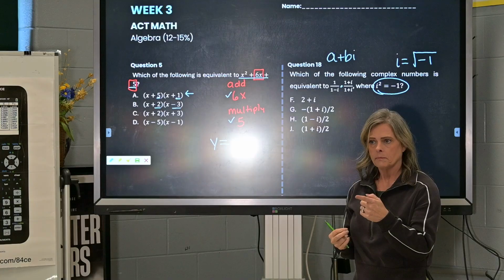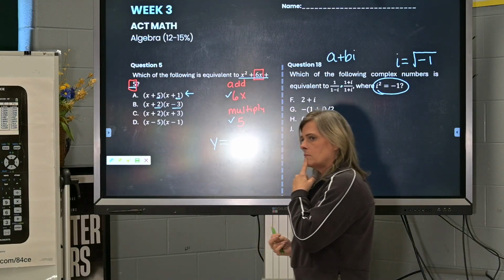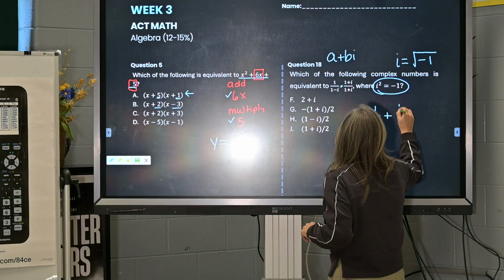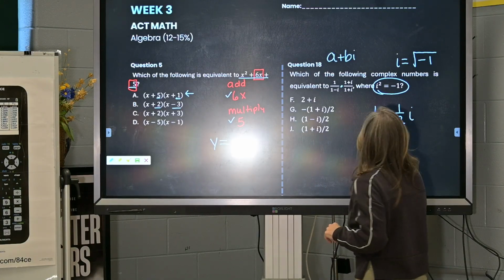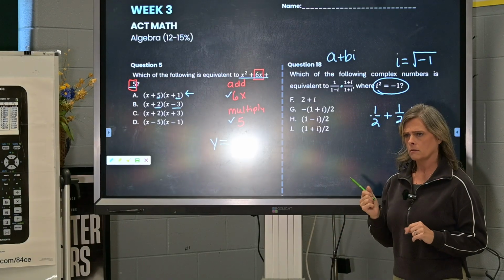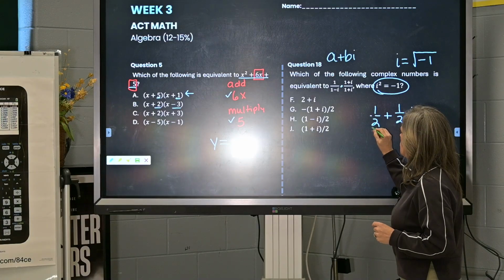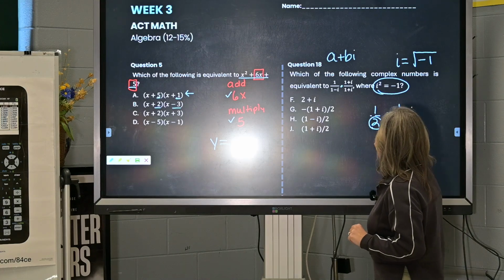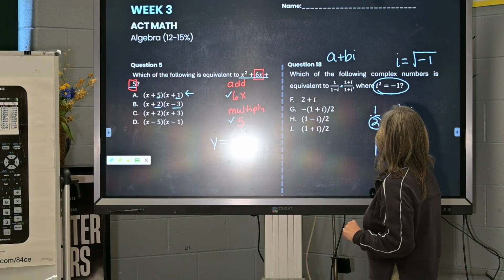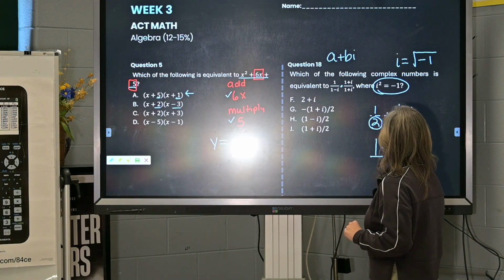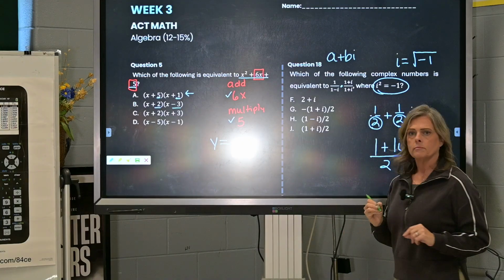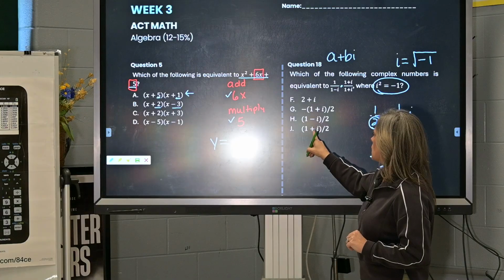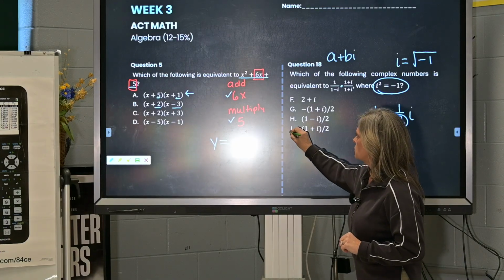What did you get this time? I got 1/2 plus 1/2 I. Okay, let's write that down. So 1/2 plus 1/2 I. That looks different than what we have, right? A little bit different. But they both have a 2 under, correct? So I can change this to 1 plus 1I divided by 2. And do you see that answer? So 1 plus 1I divided by 2.